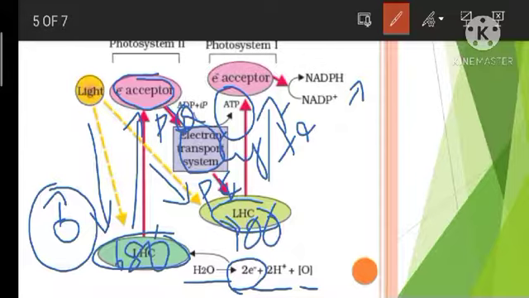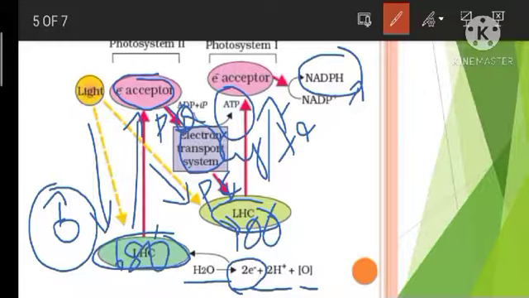Now, another energy rich compound which is produced is NADPH. How is this NADPH produced? At last, when the electrons are transported through the electron transport chain, they are finally received by the NADP and it gets reduced to NADPH. So thus NADPH is also produced. So the product of light reaction is two energy rich compounds, that is ATP and NADPH. Two energy rich intermediate molecules are produced. They are ATP and NADPH.